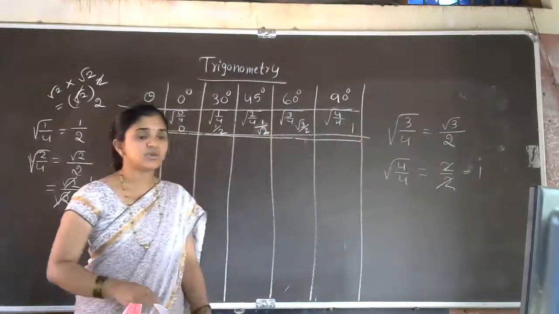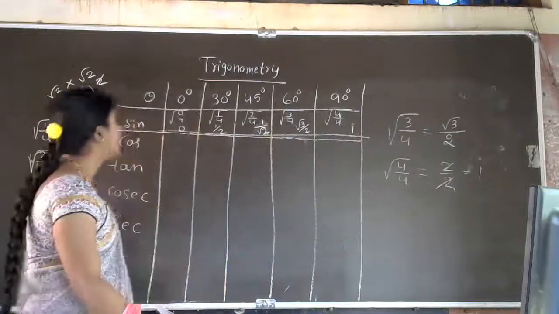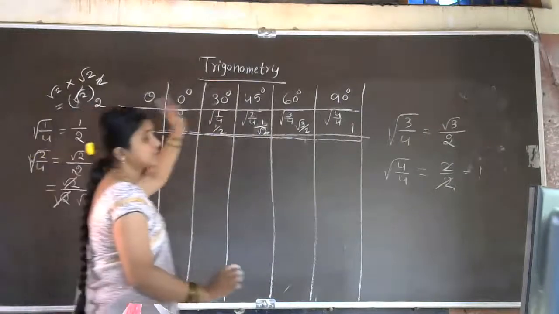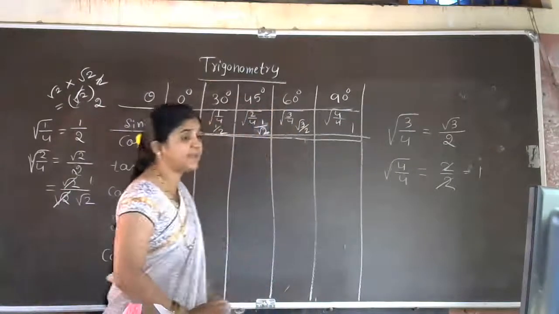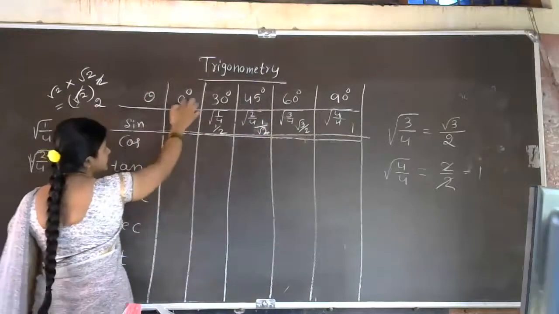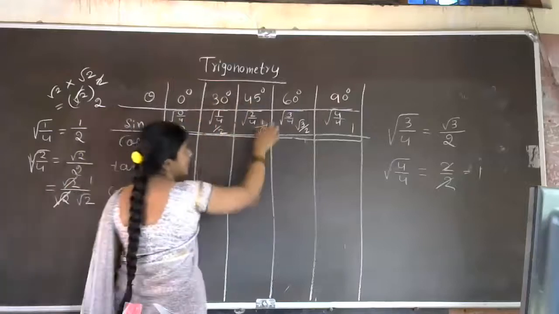Is that clear, students? This is the trick to write the sine 0 degree, sine 30 degree, sine 45 degree, sine 60 degree and sine 90 degree. See here, sine 0 is 0, sine 30 is 1 by 2, sine 45 is 1 by root 2.